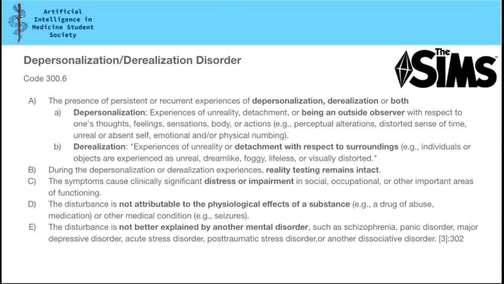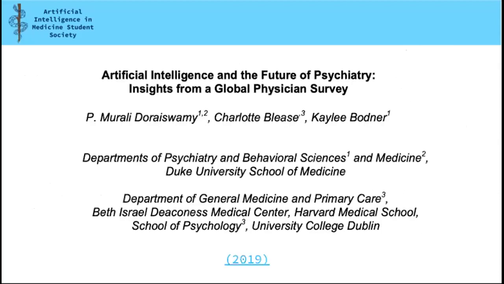So anyways, that's an example of what a DSM-5 description would be for a disorder. And in this case, it's a depersonalization, derealization disorder. So what does AI have to do with psychiatry? I looked up a whole bunch of papers, and I actually really liked this one. It was a survey asking psychiatrists what they think of AI in psychiatry.